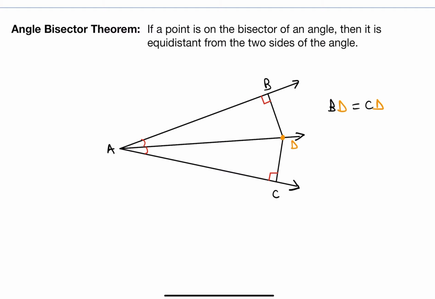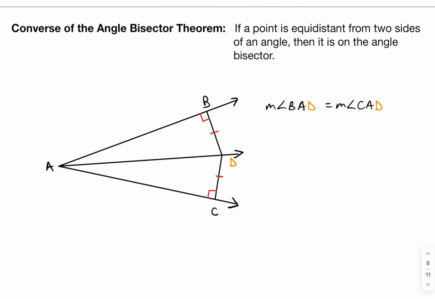And what this theorem is saying is that if a point is on this bisector, then this distance from D to B will be exactly the same as the distance D to C. Hence, segment BD is equal to CD. This segment BD is going to be equal to CD. Okay, and then the converse is also true.